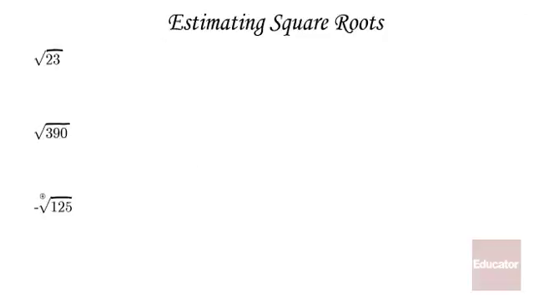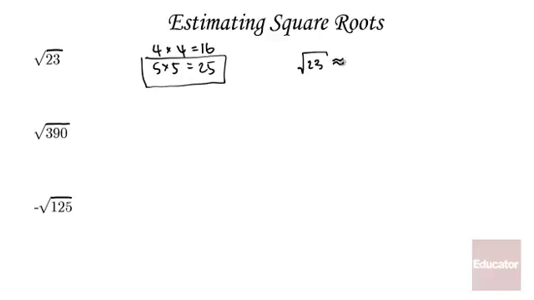Sometimes you may need to estimate square roots when you don't have a perfect square. So for example, 23, there is no number multiplied by itself that will give you 23. But let's look at what we have in the range. 4 times 4 equals 16, and 5 times 5 equals 25. Well, 25 is a lot closer to 23 than 16 is. So if I were to estimate the square root of 23, I would say it's about 5. This squiggly equal sign here means approximately or about. So the estimation of the square root of 23 is about 5.